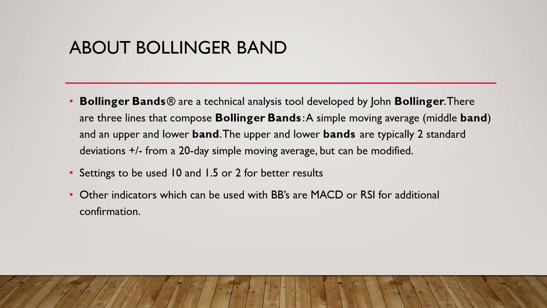Bollinger Bands are created by John Bollinger. There are three lines that compose Bollinger Bands: a simple moving average, which is the middle band you can see, and an upper and a lower band. The upper and lower bands are typically two standard deviations plus or minus away. So that means you're taking a 20 period simple moving average and drawing a standard deviation, making an upper band and a lower band.